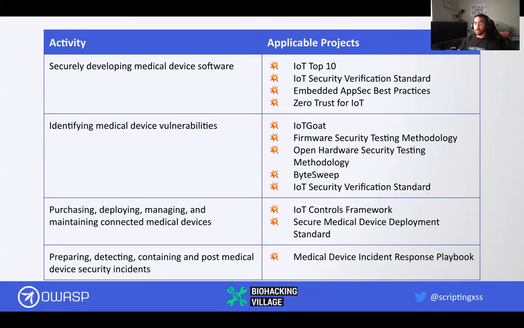When you're purchasing, deploying, managing, and maintaining connected medical devices, use the IoT controls framework and the secure medical device deployment standard. You can also use the medical device incident response playbook, because there are some good bits in there from the managing and purchasing side as well. For preparing, detecting, containing, and post-incident work on medical device security incidents, there is the medical device IR playbook, the one we just spoke about.